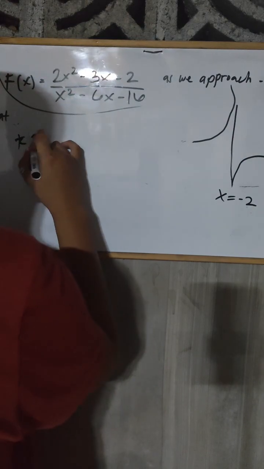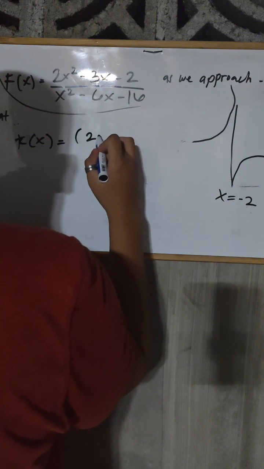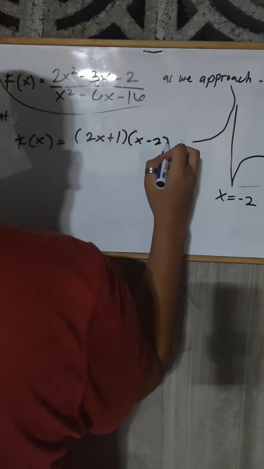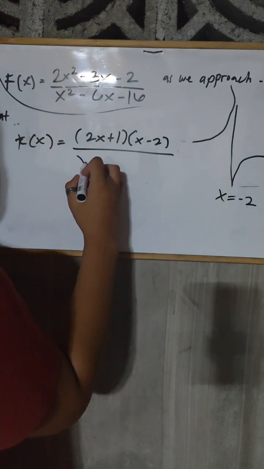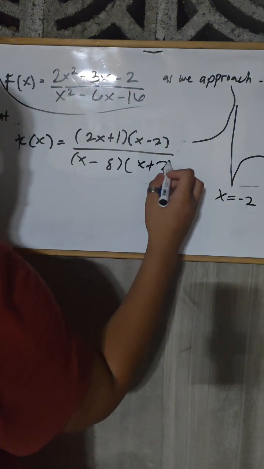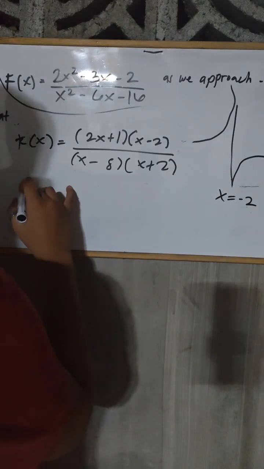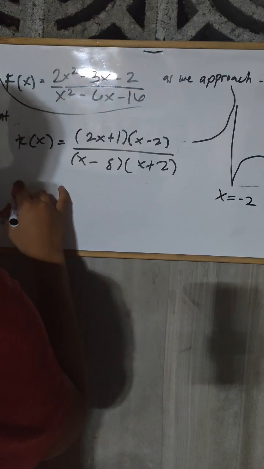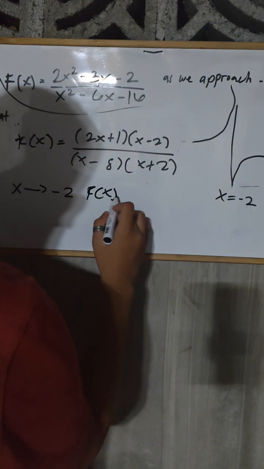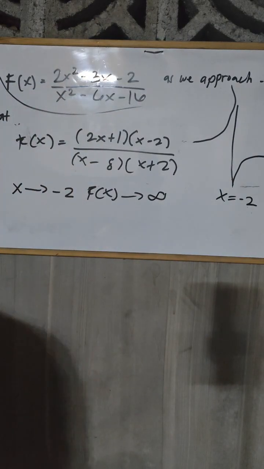So f of x is equal to (2x plus 1)(x minus 2) over (x minus 8)(x plus 2). So the final answer is that as x approaches negative 2, the function approaches all the way up towards infinity. So the limit doesn't exist.